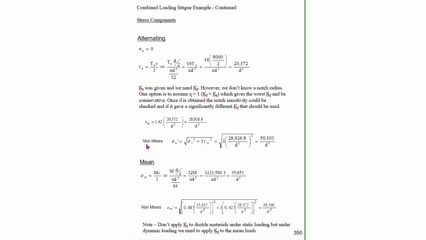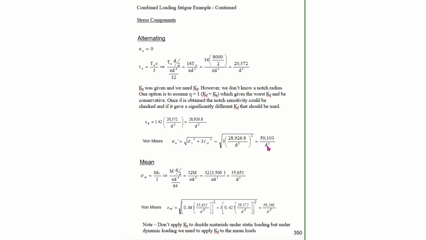And I'm going to come down here and compute my alternating stress component, my sigma A prime, which is the square root of sigma x squared plus 3 tau xy squared. Now note that up here sigma A equals 0, but that does not mean sigma A prime equals 0 because we have this torsional shear stress that comes in here. So I can solve for the sigma A prime and get 50 over d cubed.